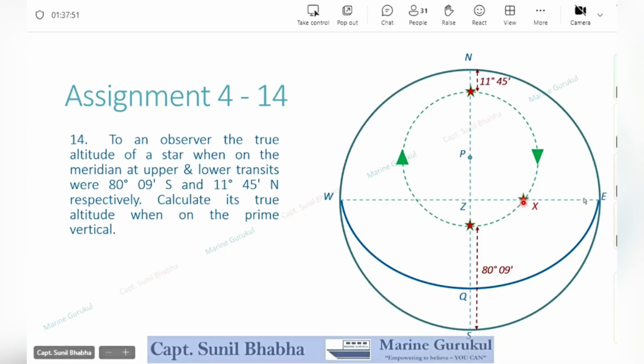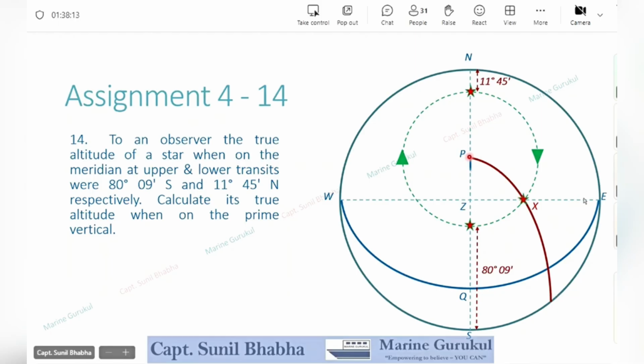So we have marked the star X here. We have the X, we have the zenith at Z, we have the pole at P. Now we can draw the PZX triangle. The missing side is the celestial meridian of this star. So let's mark the celestial meridian also. You have the celestial meridian marked as PX in maroon color.